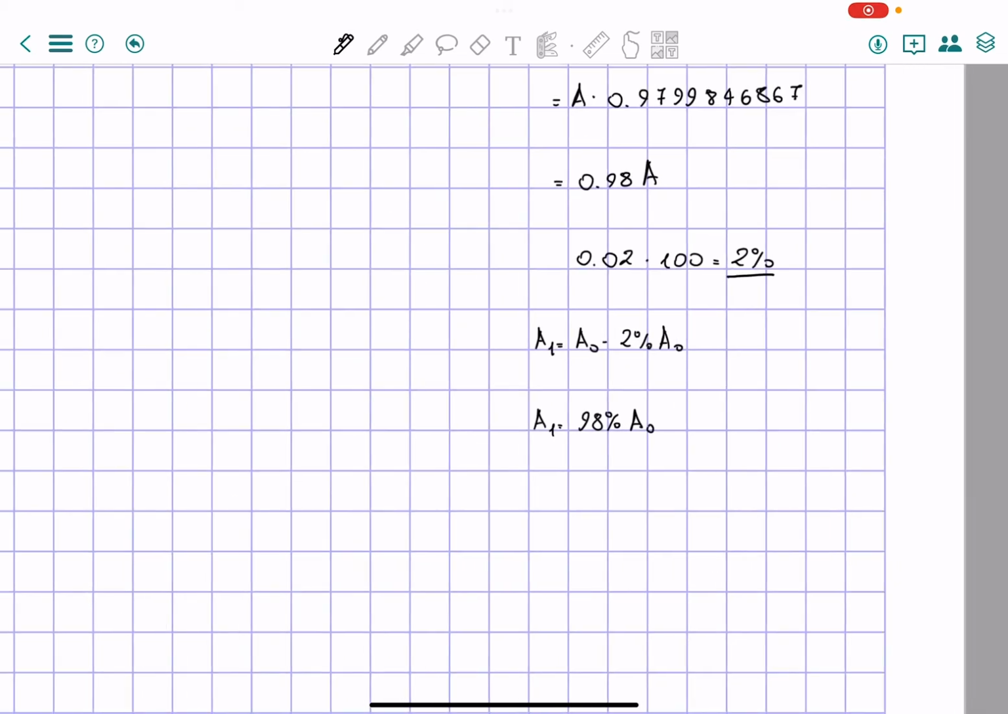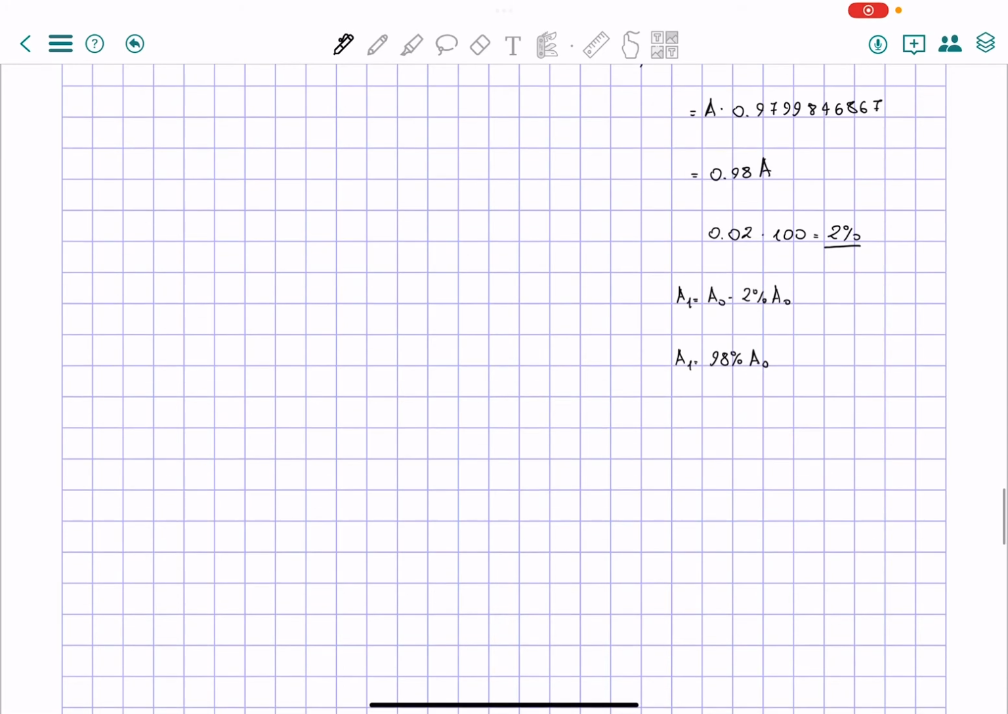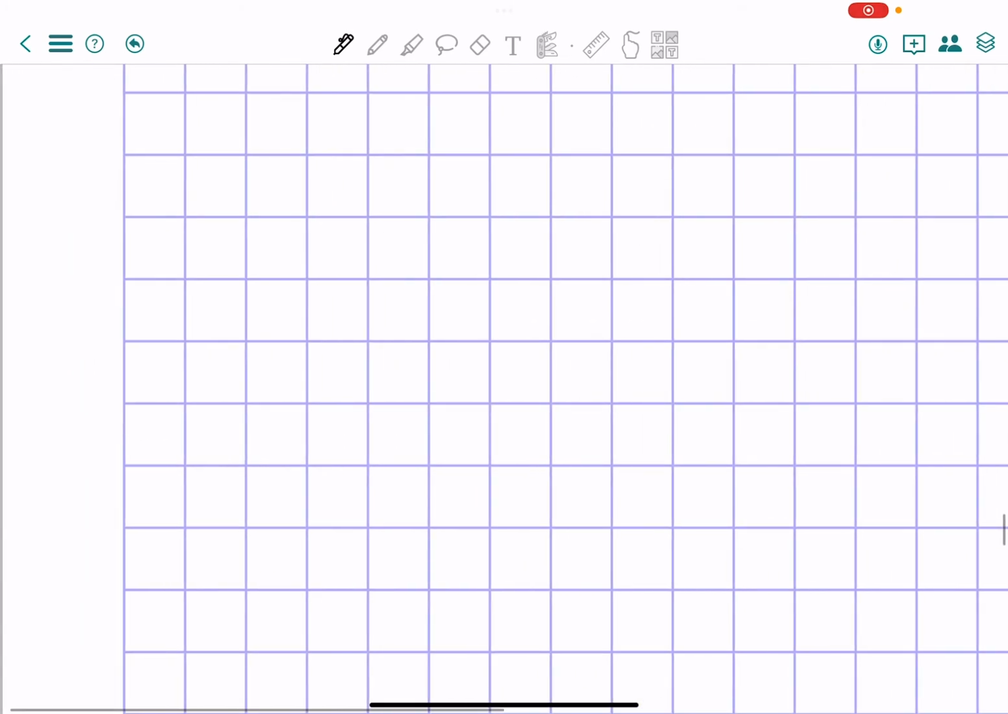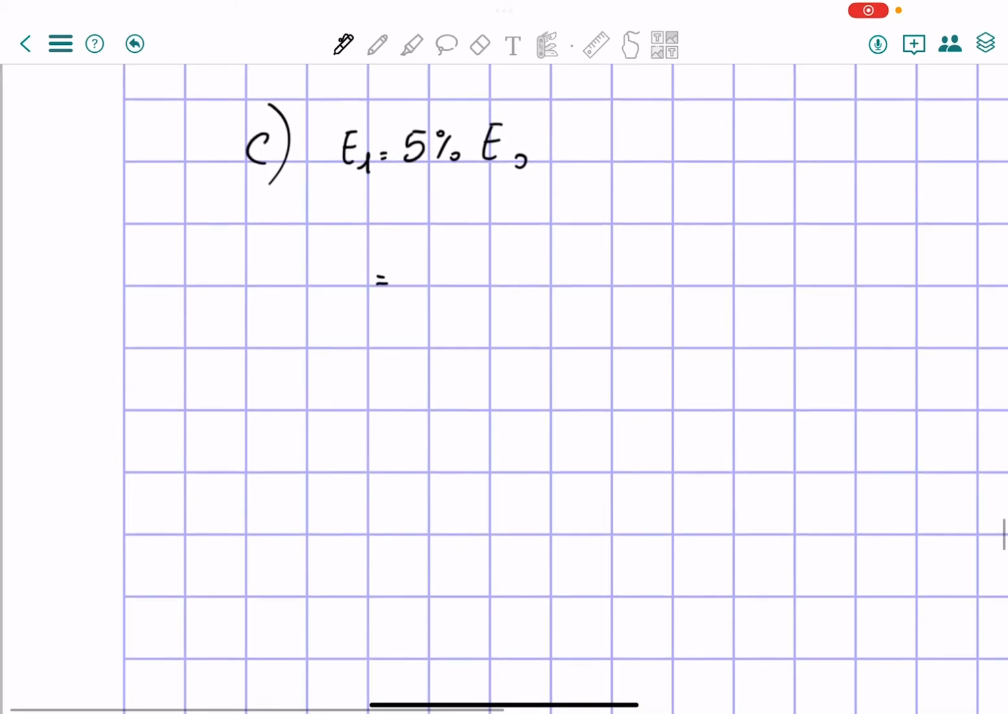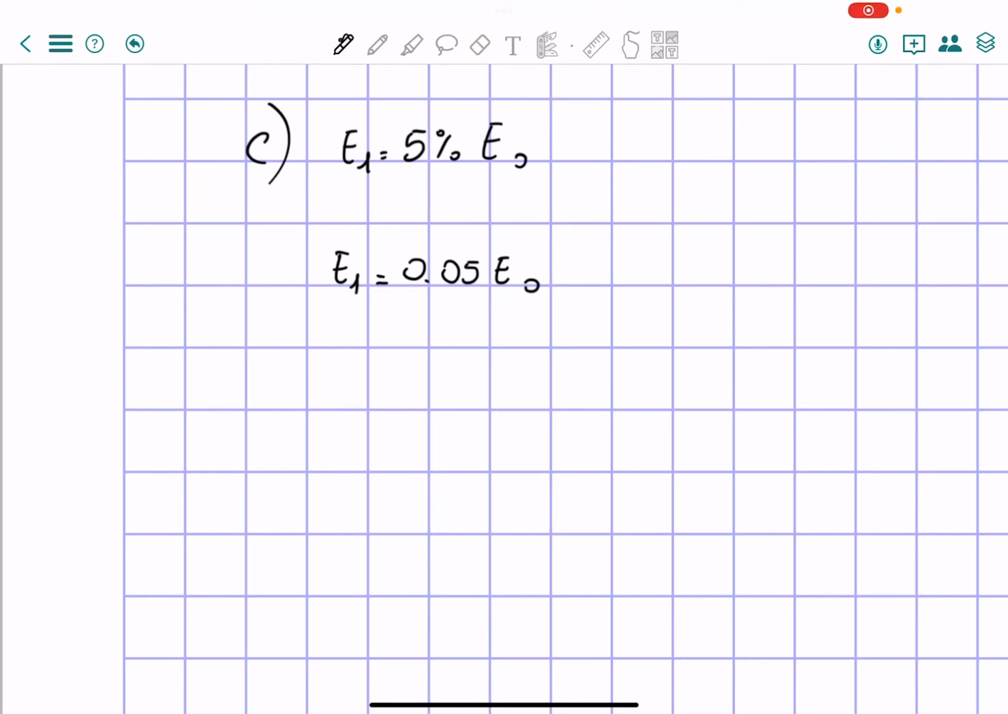Now we're asked instead to find the interval that elapsed while the energy of the system dropped to 5% of its initial value. So let me write it down. Point C is when the energy at, let's call it, t1 is equal to 5% of the initial value. So it means that it's going to be equal to 0.05 of E naught. How do we do this?